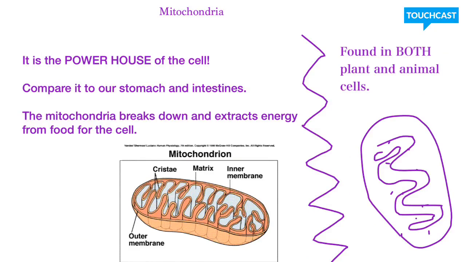If the captain of the cell asks for more power, it's going to come from the mitochondria, that powerhouse of the cell, found in both plant and animal cells. Let's compare it to our stomach and intestines, because that mitochondria breaks down and extracts that energy from the food for the cell so it can do its everyday job.